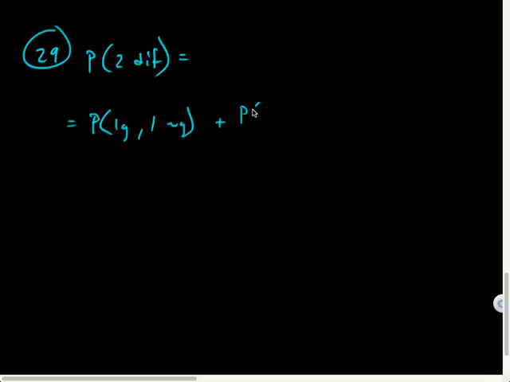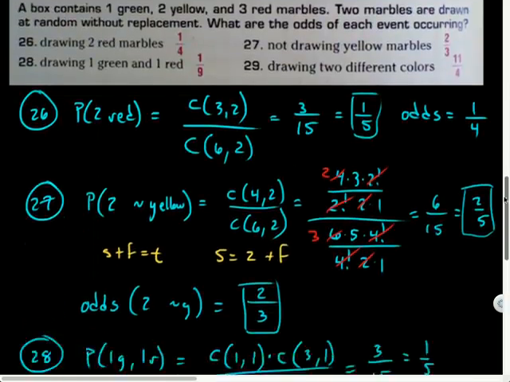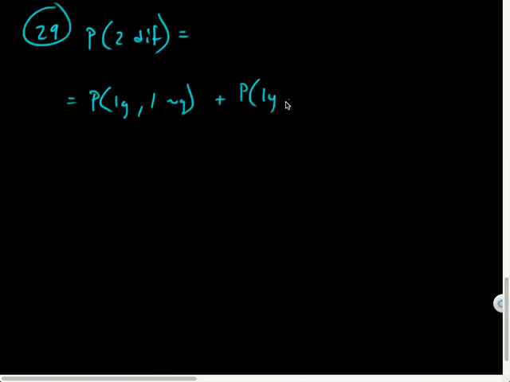That could also be the probability of 1 yellow, and then 1 not yellow. What were the 3 colors? Yeah, green, yellow, red. And the probability of 1 red and 1 not red. Right? That's all of the possible ways you could get 2 different colors for this setup. Does that make sense? I had to consider all of those possibilities in order to accurately depict it.